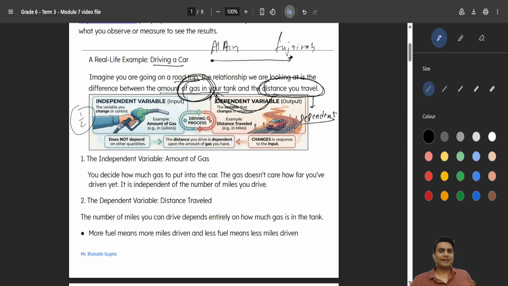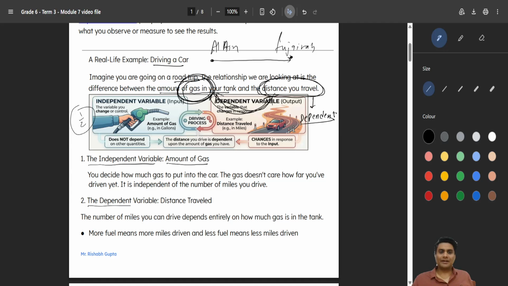But the gas in your tank is not dependent on the distance you have traveled, right? So the gas here is independent and the distance that you travel is dependent. Okay, let us read this out for better understanding. The independent variable is the amount of gas. You decide how much gas to put in the car. Yes or no? Because gas is not dependent on the distance. The gas doesn't care how far you have driven yet. It is independent of the number of miles you have driven.